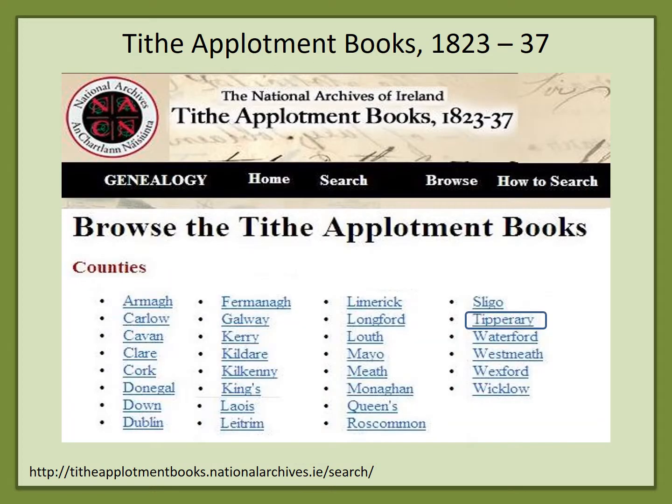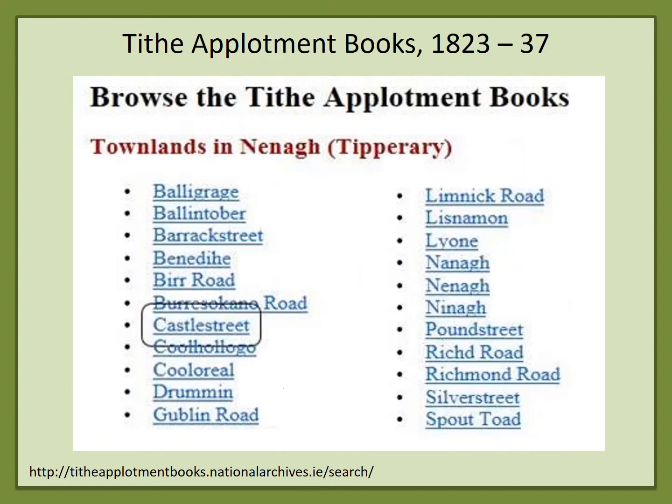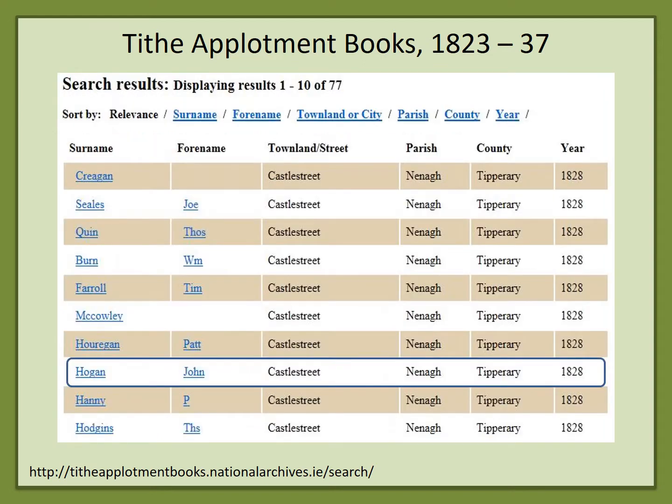Select the county, in this case Tipperary. Select the parish, Neha. Finally, select Castle Street Townland. The result is a listing of the 77 occupiers of Castle Street.